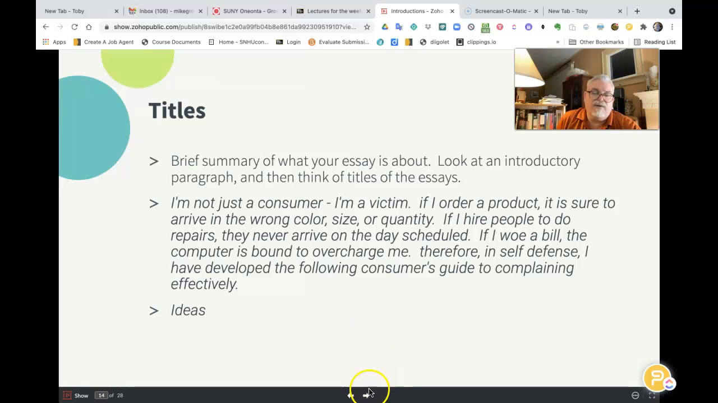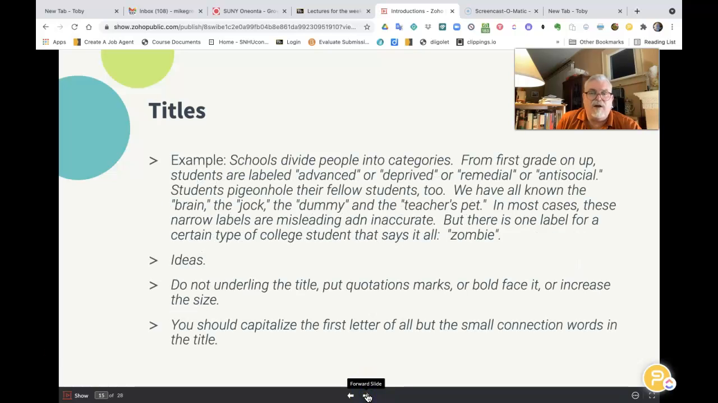Another way to do this is to think of, as we were talking about schools here, how they pigeonhole people. Here's a good one. Schools divide people from first grade on up. Students are labeled as advanced, deprived, remedial, or antisocial. Students pigeonhole their fellow students. We put them in classes as well. We all know the jock, the brain, the dummy, the teacher's pet. And in most cases, these narrow labels are misleading. They're often inaccurate. But there is one label for a certain type of college student, and that is called zombie.